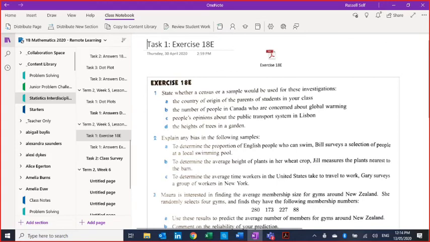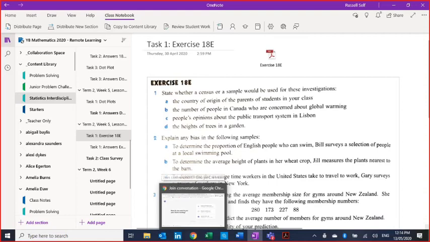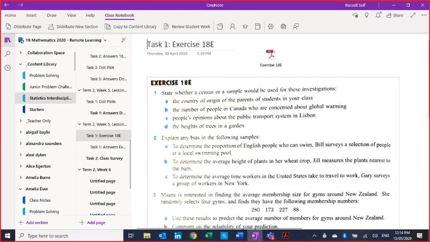Excellent. All right. So that's... Wait, so I'm a bit confused about bias. What is bias? Bias means some kind of prejudice. In other words, you wouldn't go to a swimming pool to ask about people who swim, because people who don't swim aren't likely to be at a swimming pool, right?